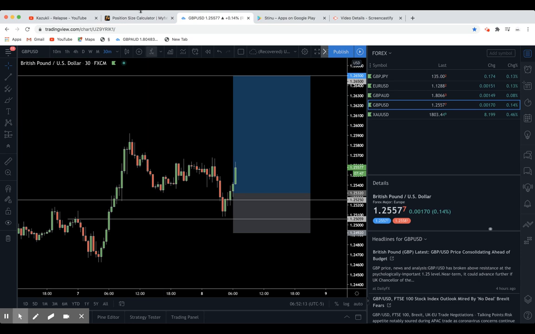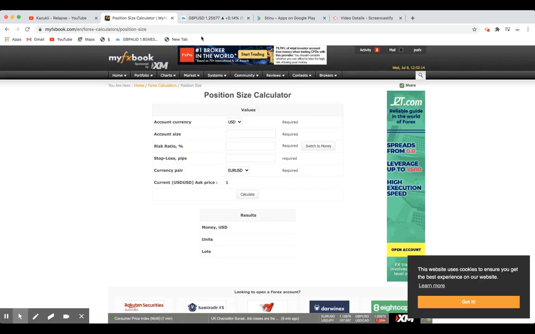The calculator that I use, and the one we're going to talk about, is the MyFXBook position size calculator. If you search that into Google, you'll find it exactly there. You can see the URL up here as well. There are lots of position size calculators on the web. This is the one I choose to use. Fast, effective, easy to use, and it includes all the currency pairs that we're going to need as well.